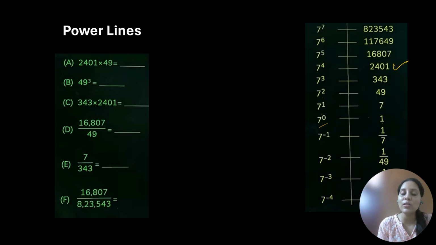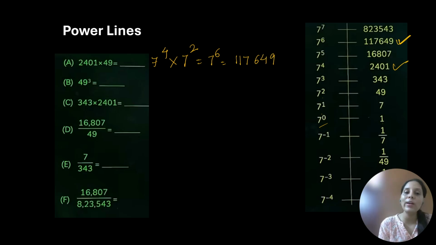So how do we do this? 2401. What is 2401? 7 power 4 into 49. 49 क्या है? 7 square. So we can apply the product law. 7 power 6. अब 7 power 6 का आंसर क्या है? 117649. This is the first answer. ऐसे ही we need to do it.